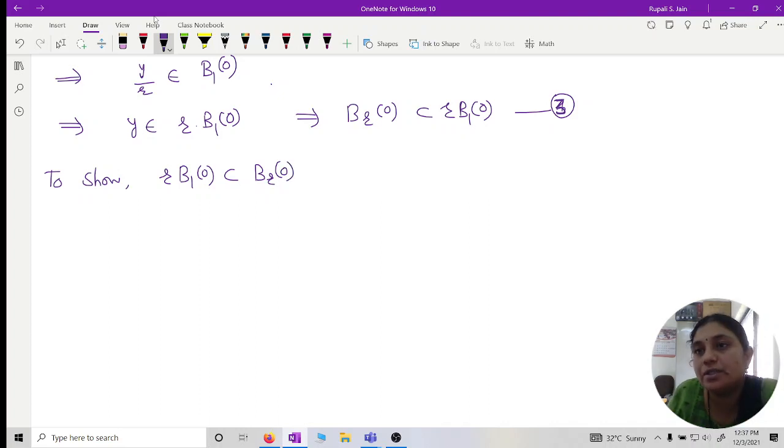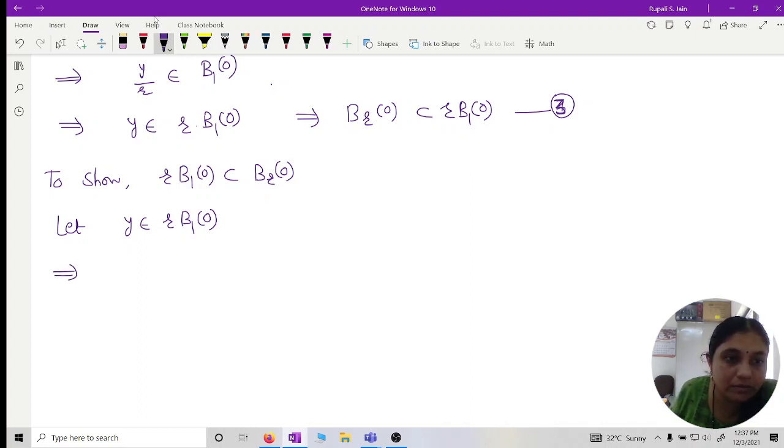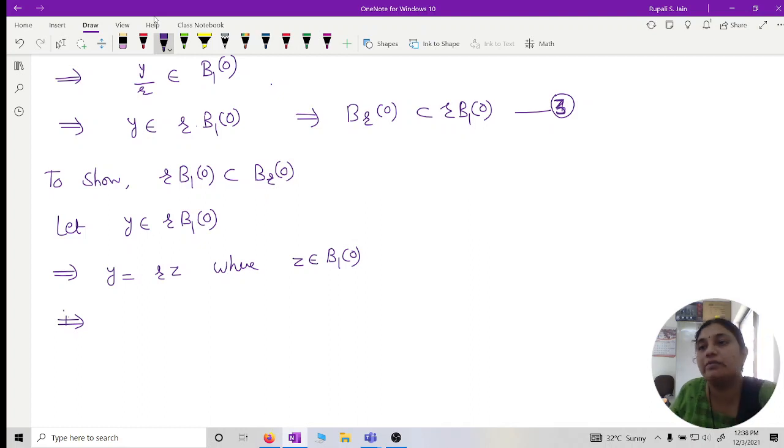So how can we show this? Let y belong to r times B1 at 0. So this implies y is equal to r times z, where z belongs to B1 at 0. That is, z belongs to B1 at 0.